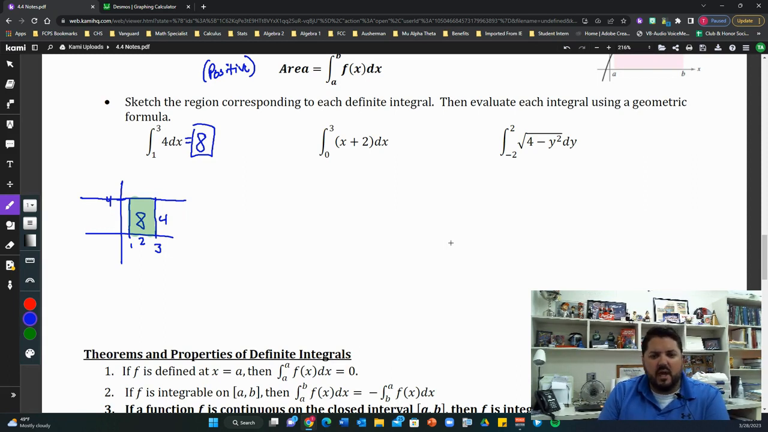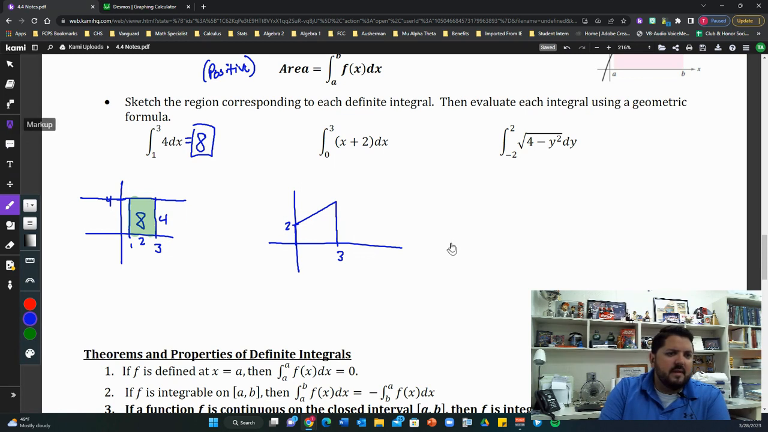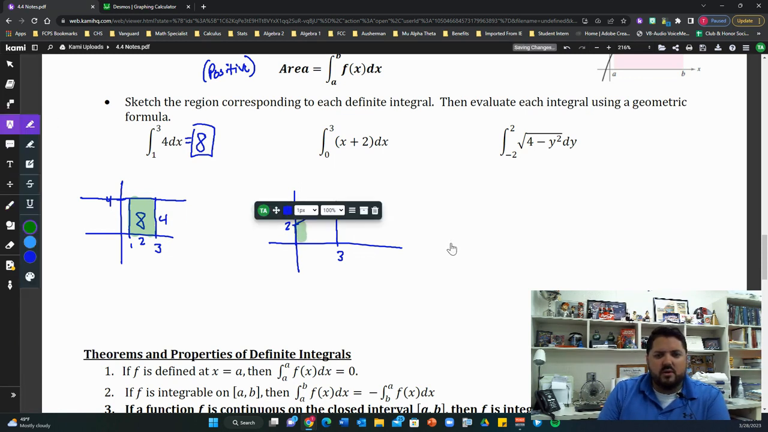Okay, the next one, I want the area from x equals 0 to 3. Not sure why I drew that line out that far. Of the function y equals x plus 2. Well, that's a slope of 1 with a y-intercept of 2. So it looks like this guy. So when I sketch out this region, that area should look familiar. That is the area of a trapezoid.